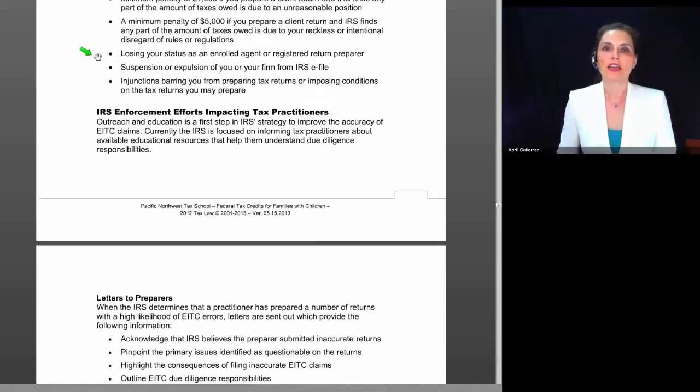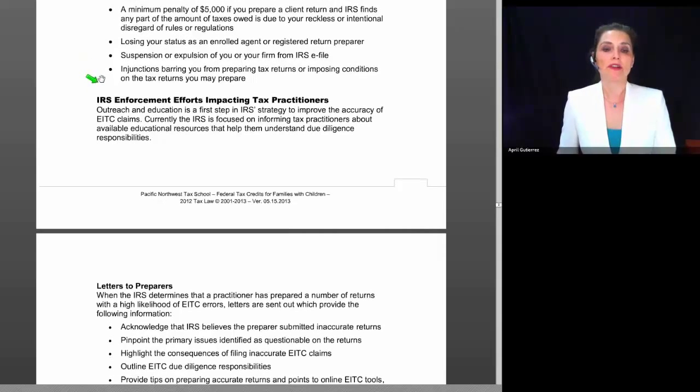You could lose your status as an enrolled agent, and if we clarify this registered tax return preparer status, it's still up in limbo right now, but if it is established that that status will remain intact, that also could be reneged. Suspension or expulsion of you or your firm from IRS e-file, and that's a big one. The criteria for getting into IRS e-file are strict, and if you are not an authorized e-file provider, the IRS essentially says that you can't prepare tax returns if you do more than 10 a year. So that's a big one. Or injunctions barring you from preparing tax returns altogether.